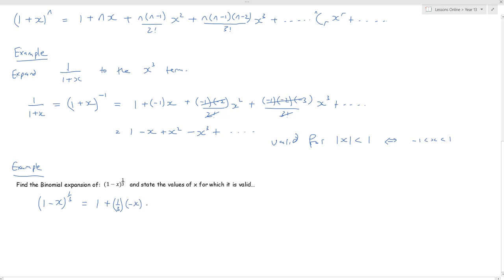Again, we're going to go to the x cubed term, plus 1 over 3. Now we've got 1 over 3 minus 1, so that's going to be minus 2 over 3, divided by 2 factorial, times minus x squared, and we need one more term, so we've got a third, minus 2 over 3, and then minus 2 over 3 minus 1, which is minus 5 over 3, all over 3 factorial, times minus x cubed.